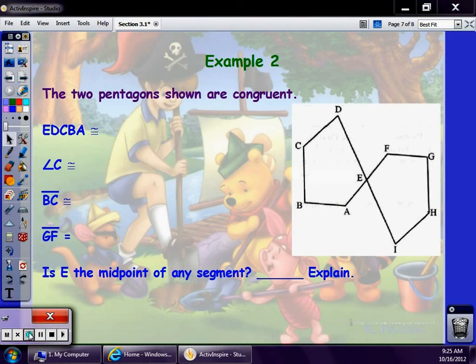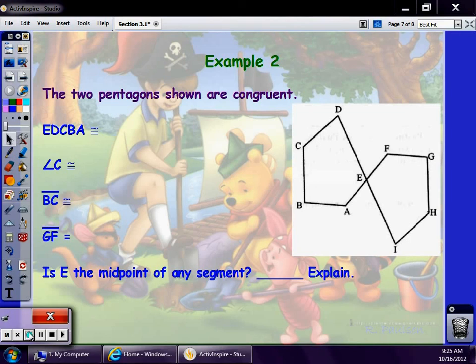So for example 2, the two pentagons shown are congruent. We're going to complete our congruency statement, and then we're going to verify what angles and segments are congruent. And then lastly, we're going to see if E is a midpoint of any segment. If yes, which ones they are and why.